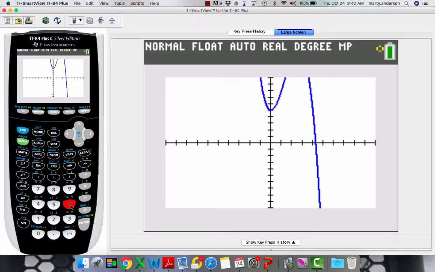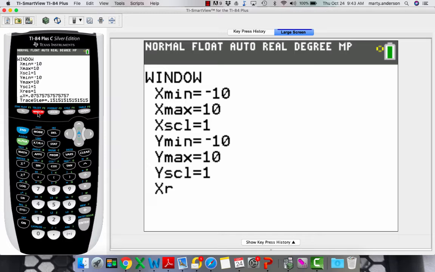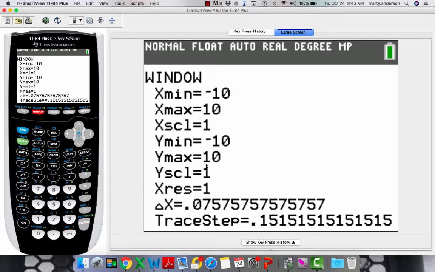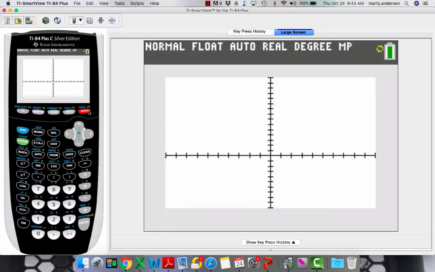And it looks like I can't quite see that top guy up there. That would be a maximum. So I could make my window a little bit taller. I could go to where my Y max is, and I could go maybe up to 15, something like that. Take a look at the graph.